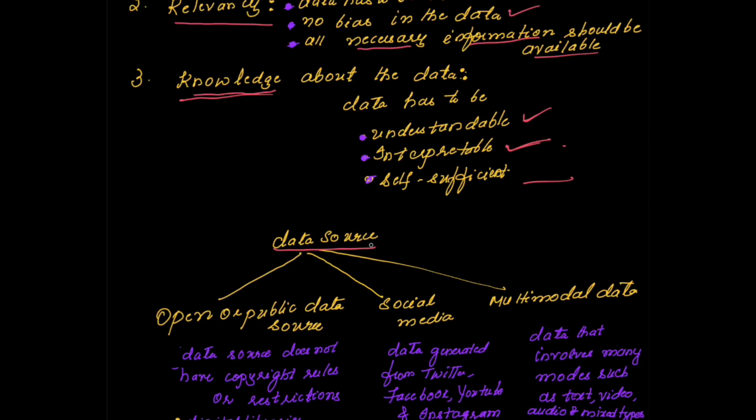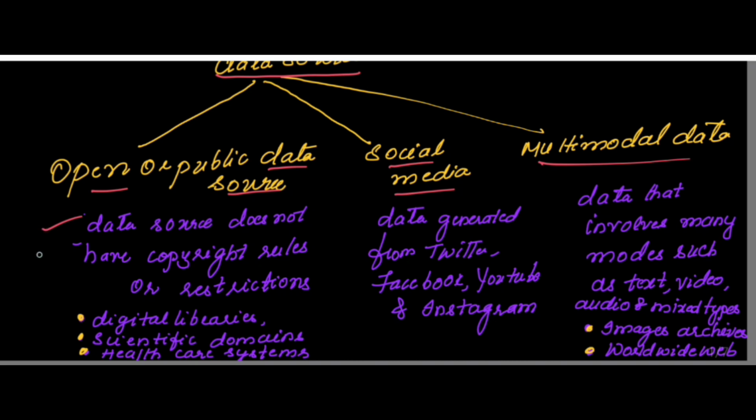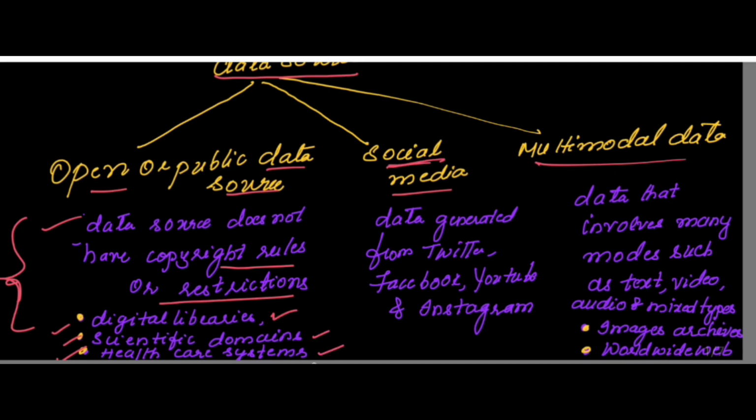Now when we are saying data collection, which are the different sources from where we can collect the data? Those sources you can classify into open or public data source, social media, and multimodal data. So here, open or public data source. It is easy for us to take the data from this open or public data source because this data source does not have copyright rules or any restrictions. You can take data from digital libraries, scientific domains, healthcare systems. These come under the open because this is freely accessible to all the people easily without any restriction.